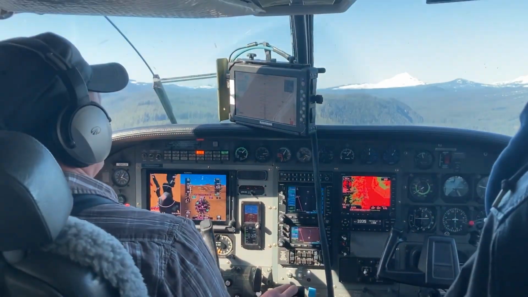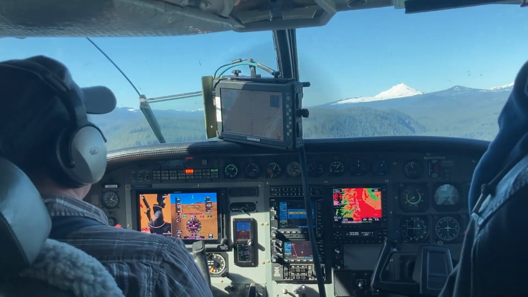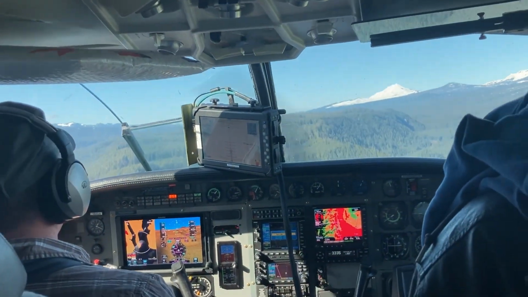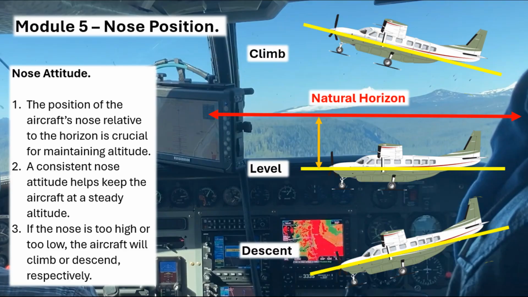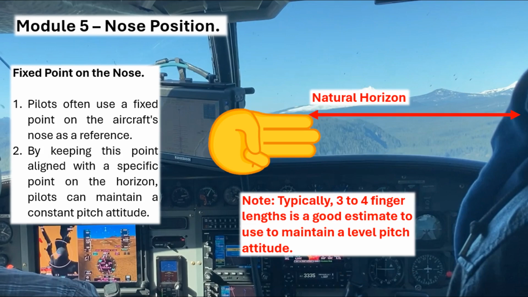Nose position. Nose attitude. 1. The position of the aircraft's nose relative to the horizon is crucial for maintaining altitude. 2. A consistent nose attitude helps keep the aircraft at a steady altitude. 3. If the nose is too high or too low, the aircraft will climb or descend, respectively.